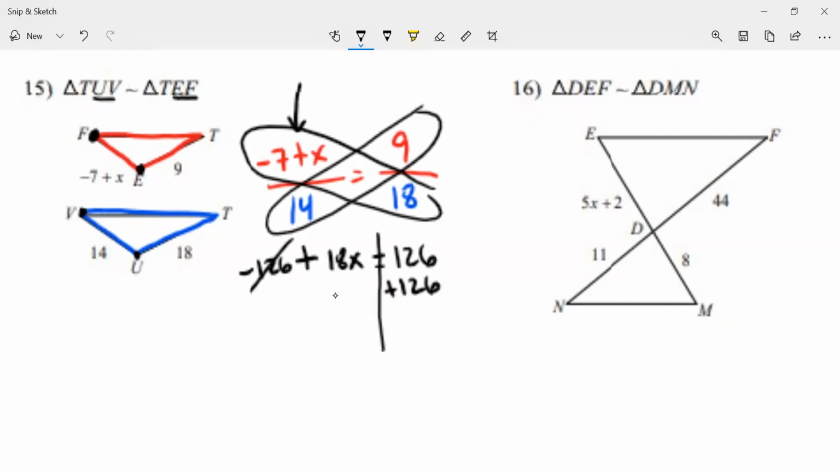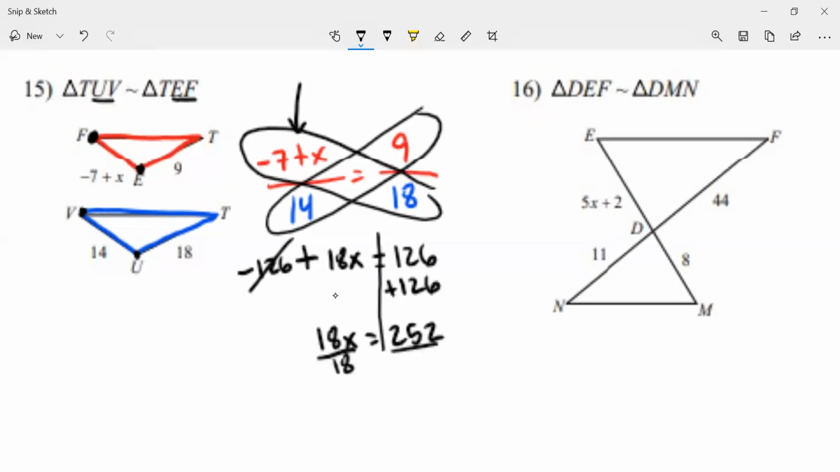So I'm just going to get 18x is equal to 252. Right, 126 plus 126 gives me 252. Now, to get x by itself, let's divide by 18. Right? I always divide by the number in front of x. 252 divided by 18 happens to be 14. So x equals 14. Beautiful.